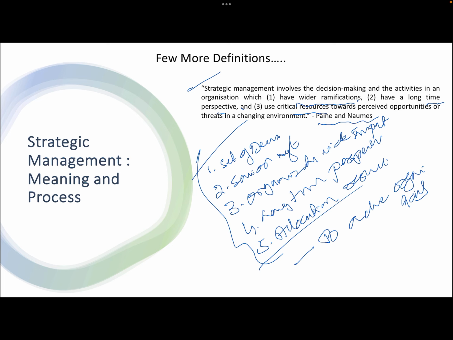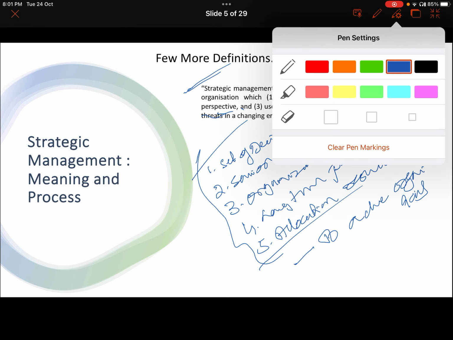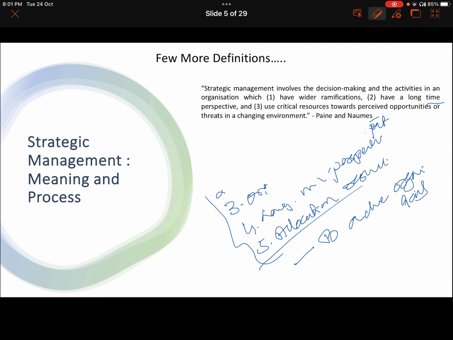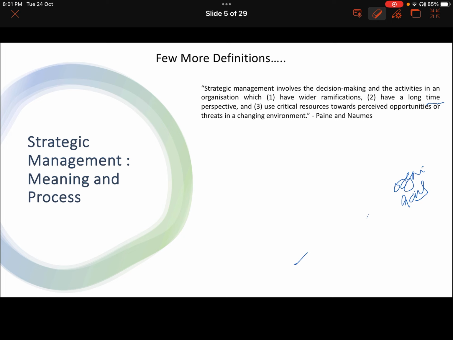Correct? Here, Payne and Norman's definition also talks about how strategic management involves decision making. It has wider ramifications and a long-term perspective, and it uses critical resources towards achieving the goals. Correct? So this is the definition given by Payne and Norman. Let's erase this and then see the last definition which we are going to discuss today.